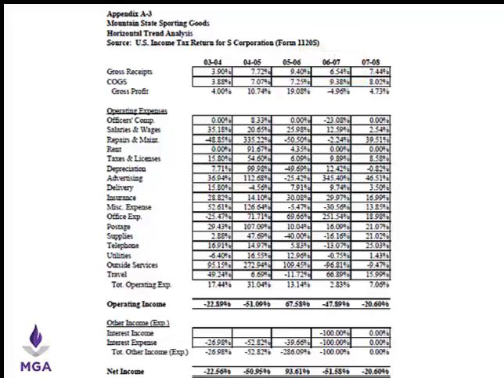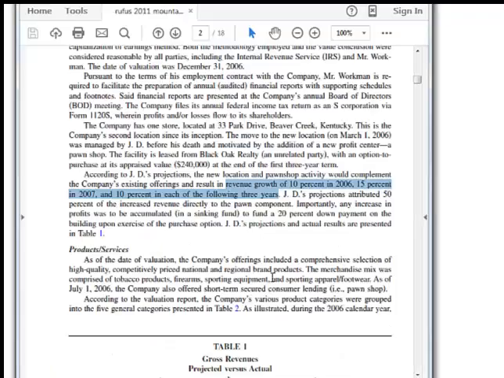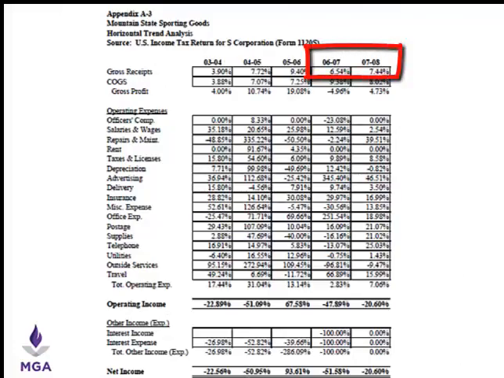But if you go back to the case, you can see here that the prior owner, before he died, believed that sales should be growing 10 or 15% with the addition of a pawn shop. So these are half what was predicted. So not only are profits at an all-time low, we're not seeing the sales from the pawn shop that the owner thought should materialize.